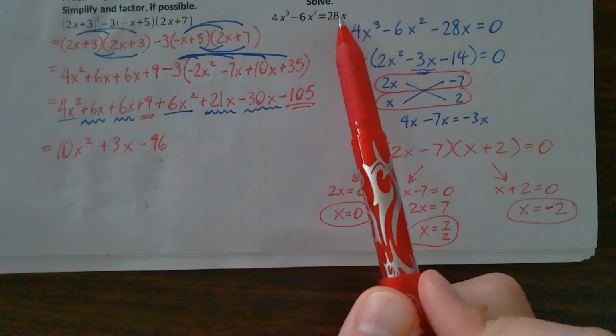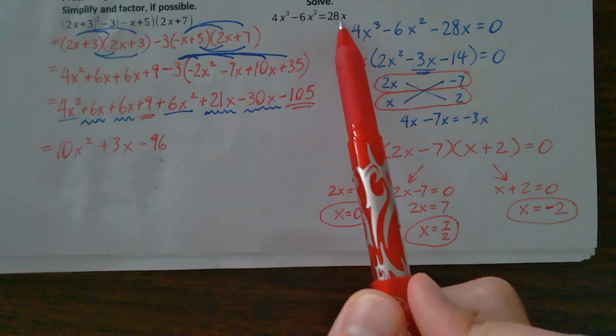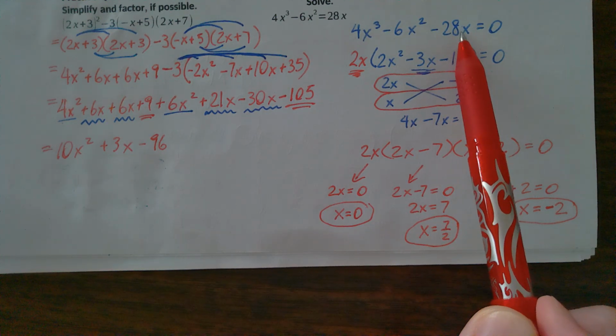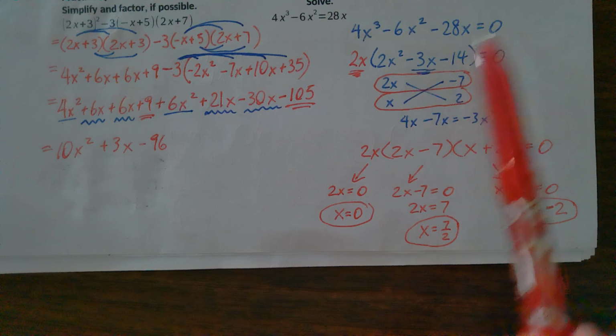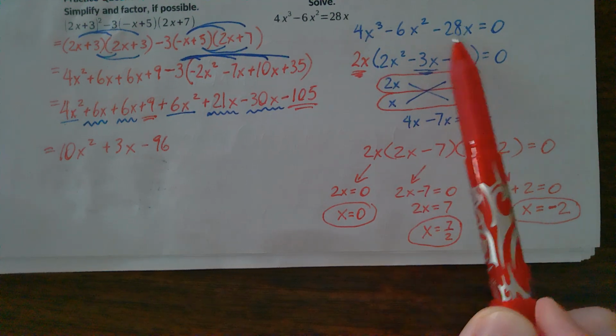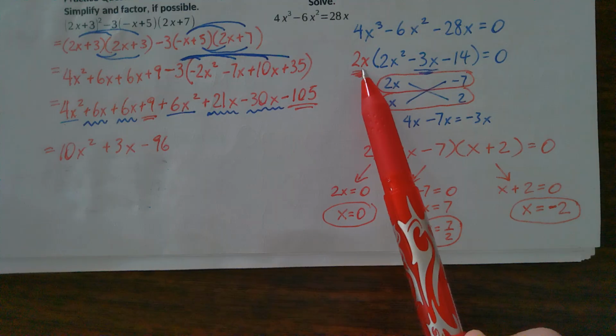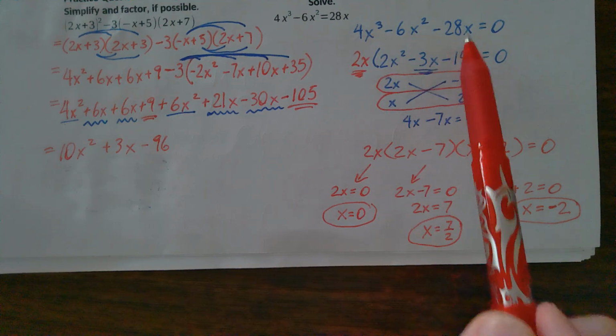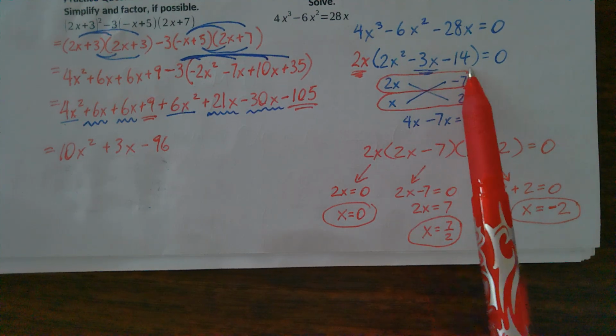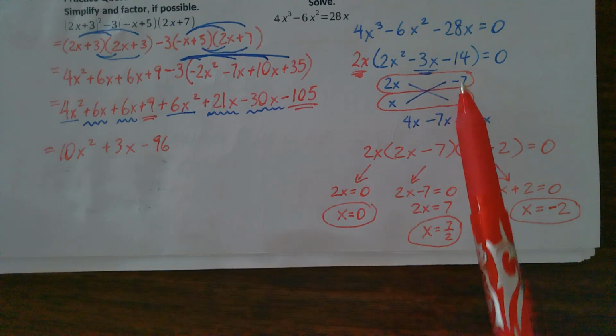Okay, so just again quickly what I did here, I moved that 28x over on this side. So now everything equals 0. Common factor first. So factor out that 2x from each of the 3 terms. By dividing, I get this. And then do the cross multiply method.